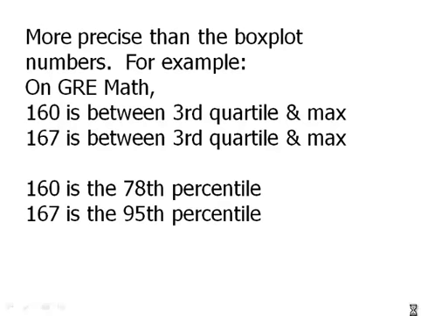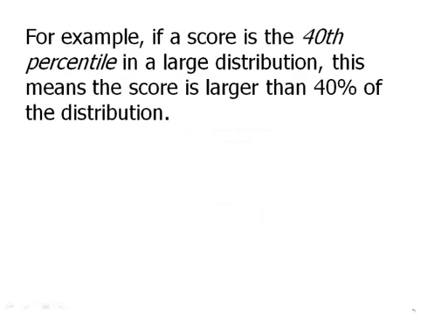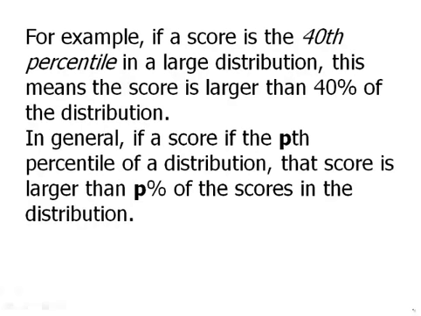So let's back up. First of all, in the abstract, if a score is in the 40th percentile in a large distribution, this means the score is larger than 40% of the distribution. It is larger than 40% of the scores. And in general, that pattern holds. I'll state it in terms of a variable. If a score is the pth percentile of a distribution, that score is larger than p% of the scores in the distribution. And of course, p could be anything between 1 and 100.